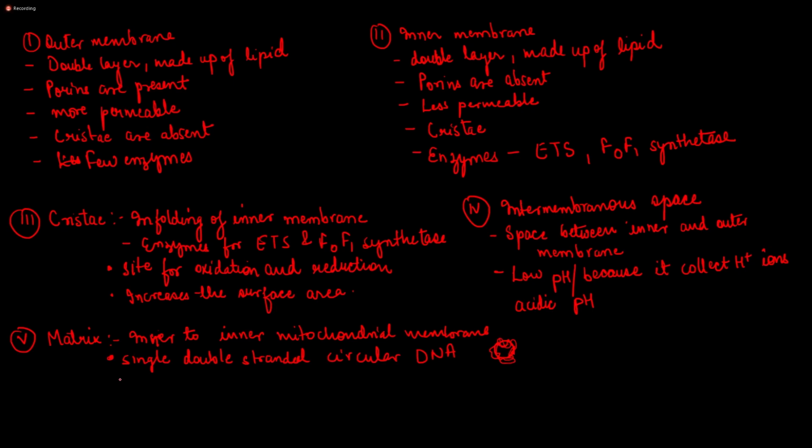Apart from DNA, the matrix of mitochondria also comprises ribosomes. Ribosomes, apart from the cytoplasm, are also present in mitochondria. Then this DNA can be converted into RNA through the process of transcription, so the matrix also consists of RNA. And it also comprises certain enzymes that are crucial for processes such as the Krebs cycle, or you can say the TCA cycle.